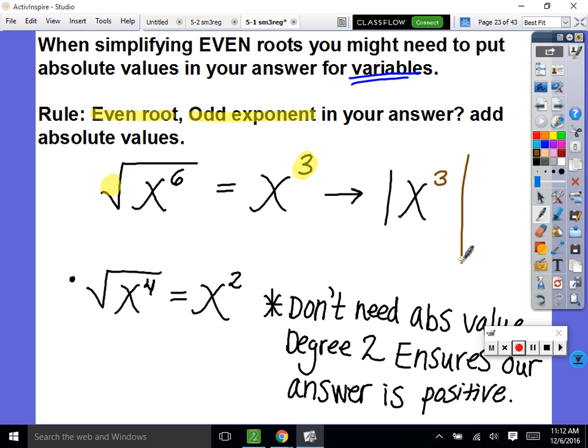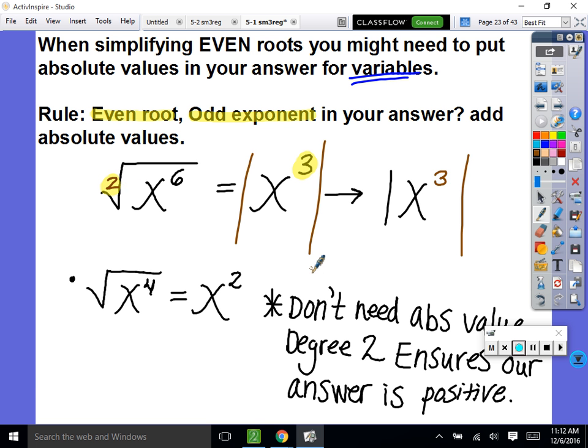Okay, everybody look up here. So in this example, we have the square root of x to the 6th. Is that an even root? 2 is an even root. Now, what did it simplify to be? X to the 3rd. Is that an odd power? So it went in the order, even root, odd power. So we need to add absolute values around it.